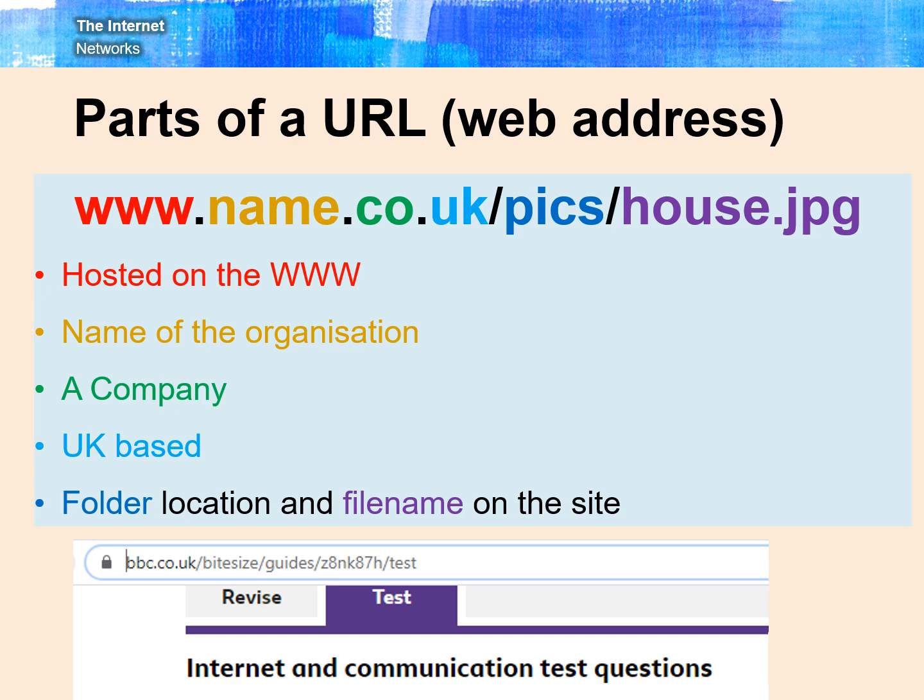Okay, there's an example here, so we can see BBC, that's the name of the organization, it's a company in the UK. After the forward slash, we're in a folder called Bitesize, in a folder called Guides, we're in another folder, and we're accessing the test, and you can see the test has loaded in the browser here. So URL, Uniform Resource Locator.